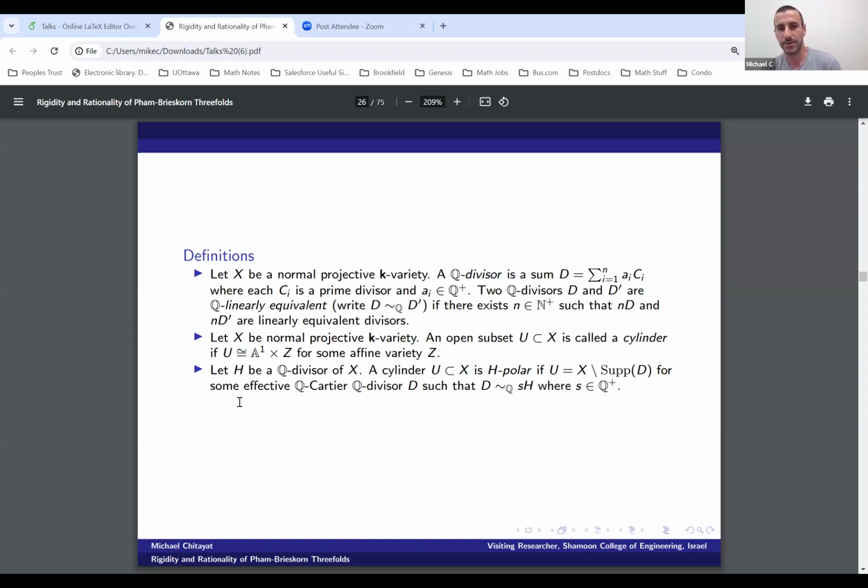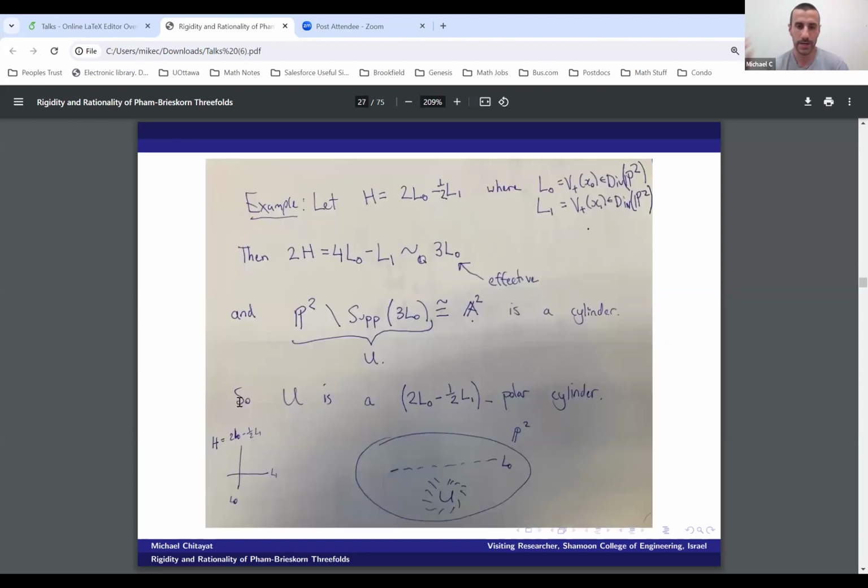Now, maybe there's kind of a lot here to digest if you haven't seen this before, but it's not too hard to see what's going on once you play with examples a little bit. So I'll give an example here with some pictures, which I find sometimes helps. So we let H be our Q divisor. I chose the Q divisor 2L0 minus 1/2 L1. My ambient space is P2.